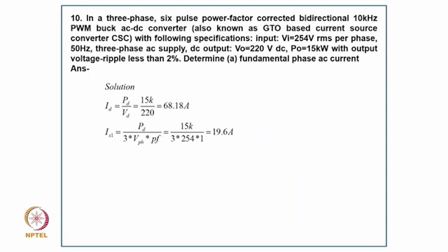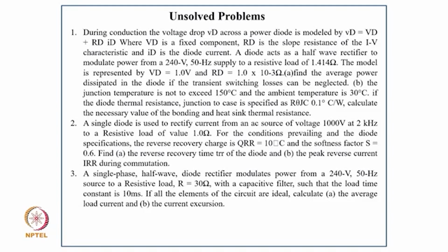Problem number 10: a 3-phase 6 pulse power factor corrected bidirectional 10 kilowatt HVDC, also known as GTO based current source converter, with the following specification: input 254 volt per phase, 50 Hz, 3-phase supply, DC output 220 V, P equal to 15 kilowatt with output voltage ripple less than 2%, derived fundamental AC current. So the solution is ID equal to PD upon VD, 15,000 divided by 220, 68.18, and IS1 equals PD into 3P into KF, which comes to 19.6 ampere.